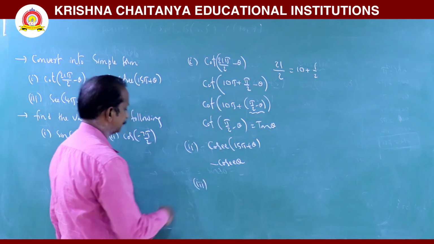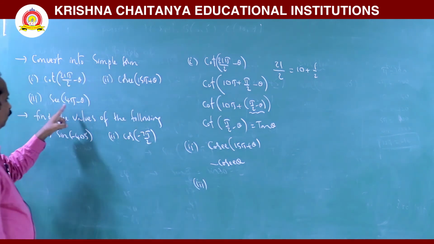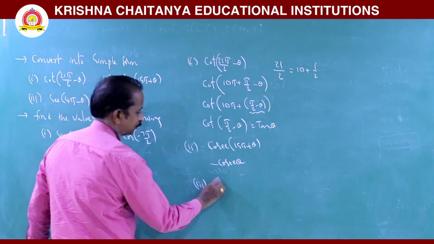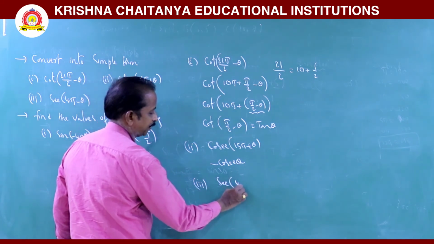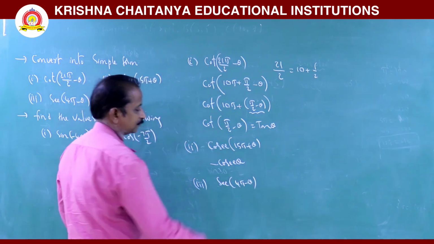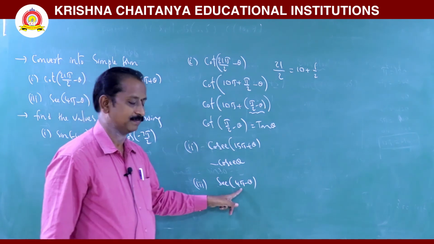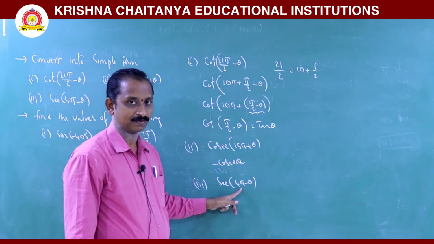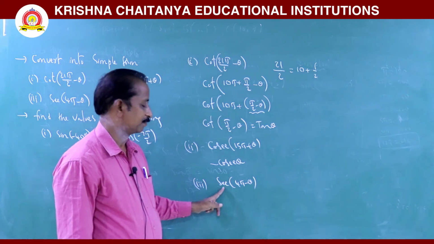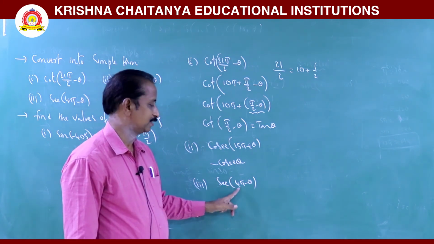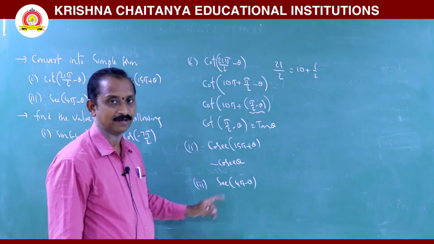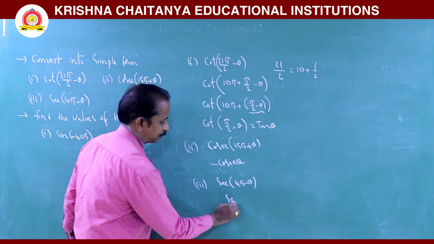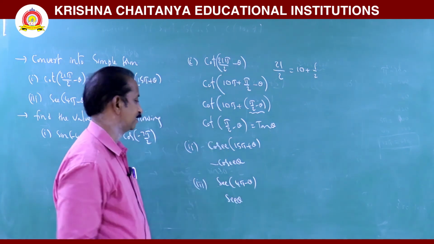Sub question 3. Secant of 4 pi minus theta. 4 pi is nothing but an even number of pi. But even number of pi minus lies in quadrant 4. Secant is positive there, and at this allied angle the trigonometric ratio is unchanged. So the answer should be secant theta.